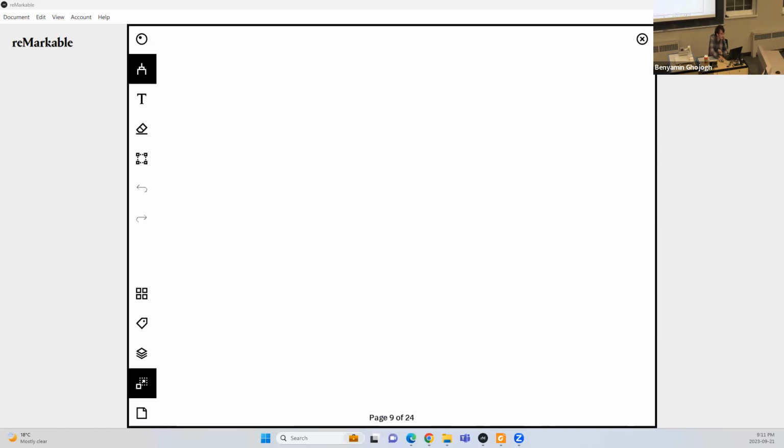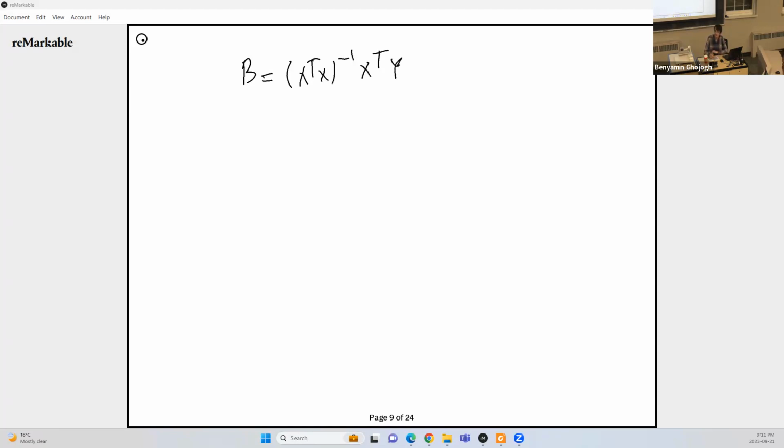Okay. So B was what? B was (X transpose X) inverse X transpose Y, right? (X transpose X) inverse X transpose Y, in linear regression. What was Y? The predicted Y hat, whatever. It was XB. On the one hand, we had this, right?